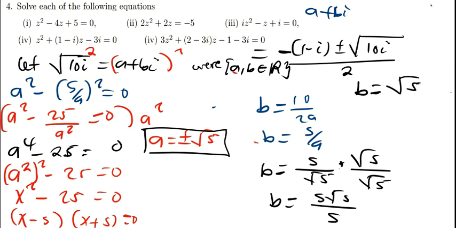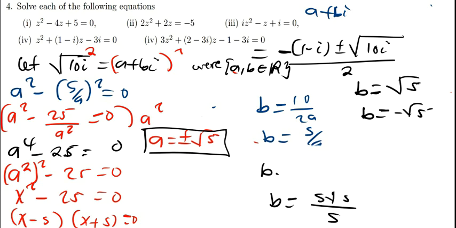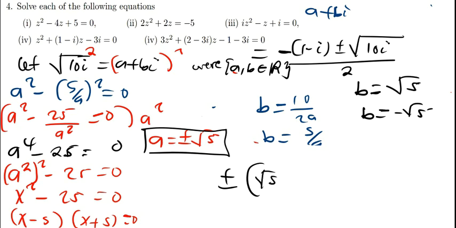Again, if I plug in negative root of 5, I'll still have the same negative root of 5. Try it out. What does it mean? I've got two answers, plus or minus the root of 5, plus again the root of 5. So this is my I.